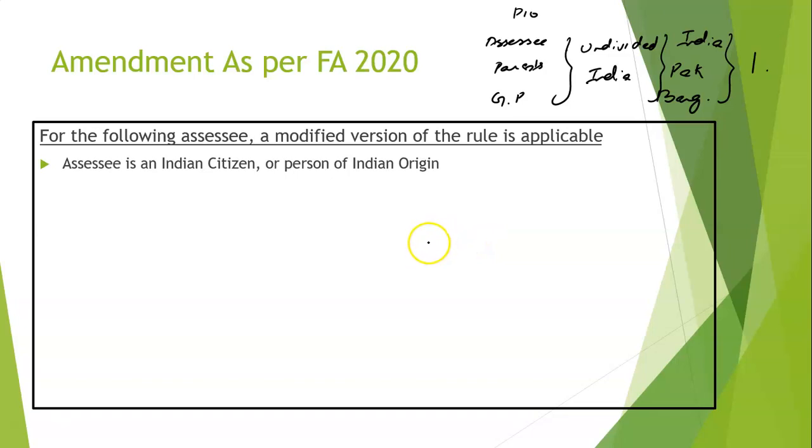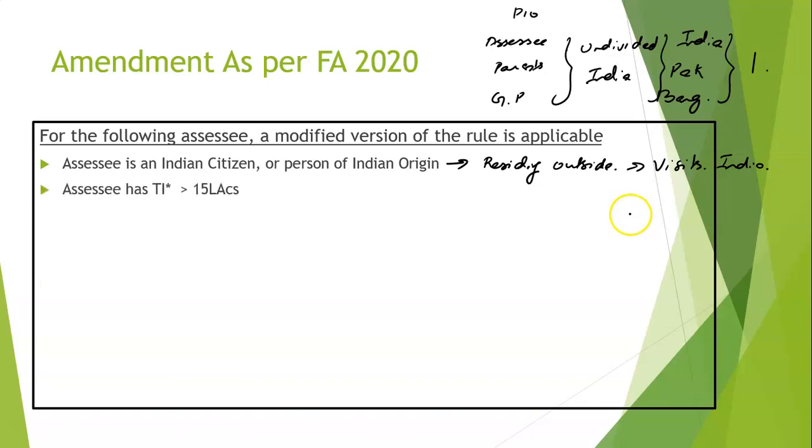Alright, fine. So an Indian citizen or a person of Indian origin residing outside India visits India. Alright, so we have an Indian citizen or a person of Indian origin residing in the United States visiting India. And this particular assessee earns a special total income exceeding 15 lakhs. And by special total income, what I mean is total income which is purely Indian.